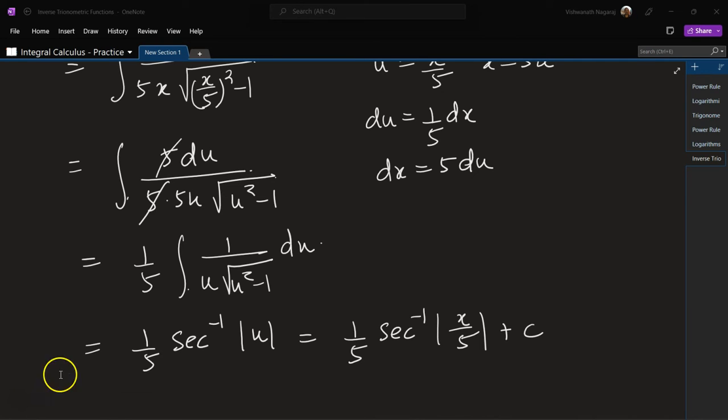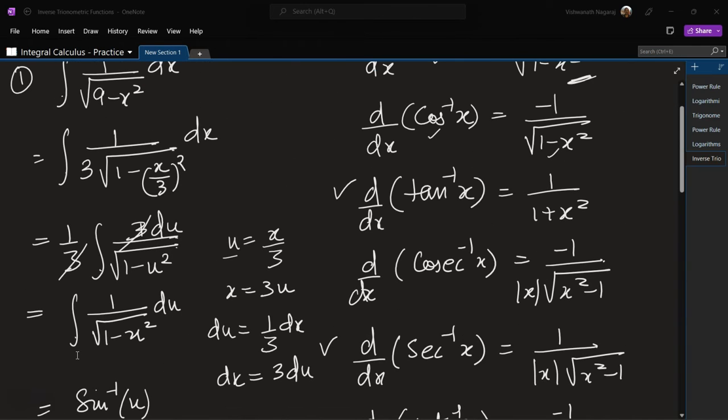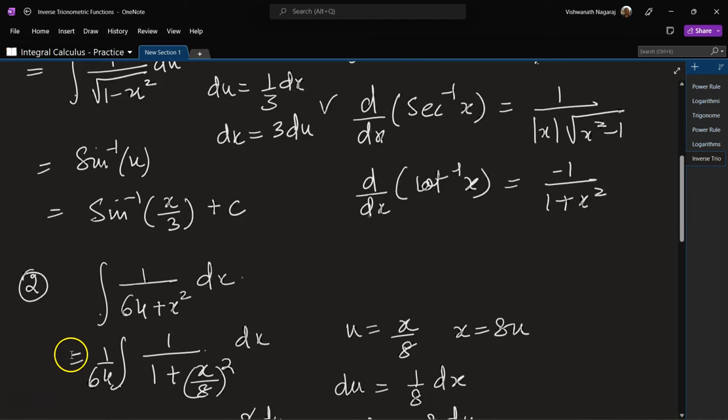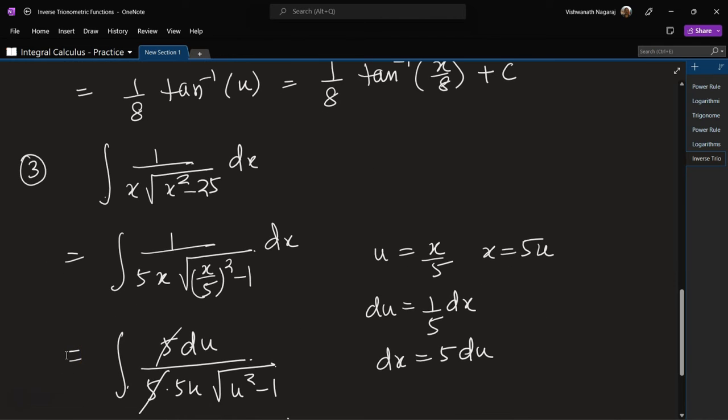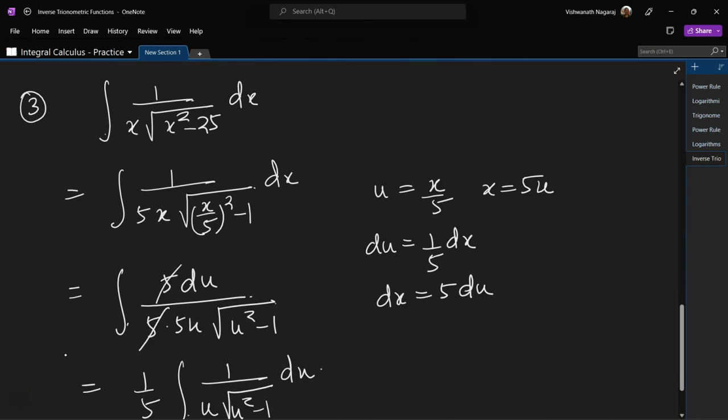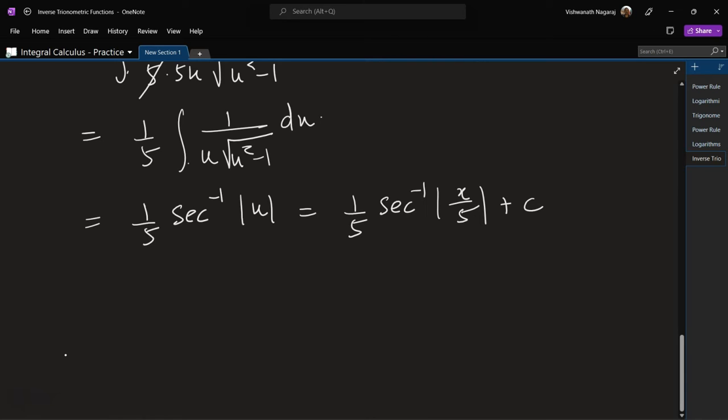You might be wondering why suddenly the absolute value has come, because here we have an absolute value, and since in our problem we have not been given the absolute value, what we would do is we would actually provide positive x only, right? So that is why absolute value of x by 5.